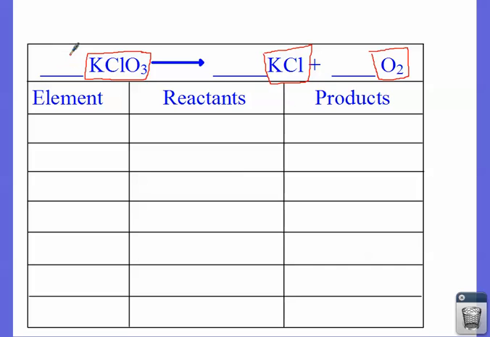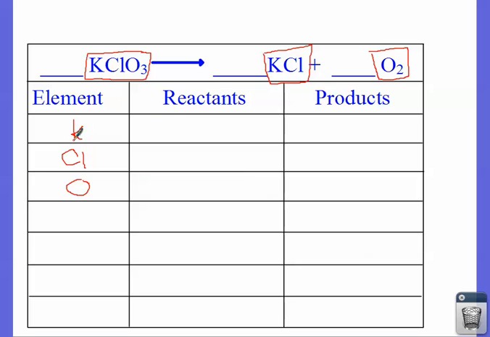And then any coefficient that I list here changes everything in this box, but only what's in this box. So changing a coefficient here changes what's in this box, but not what's in this box. So it changes everything up to a plus or up to an arrow when we add coefficients. So my next step is just to list what elements I have. So I have K, which is potassium, I have Cl, which is chlorine, and I have O, which is oxygen.